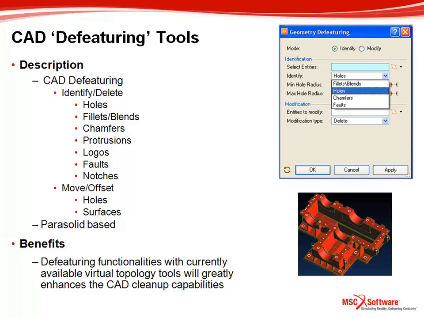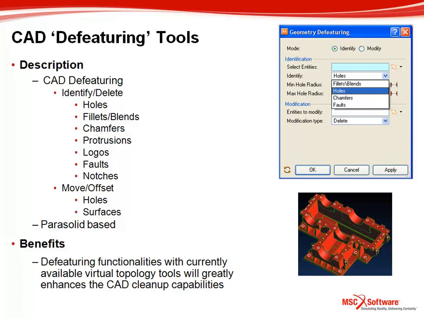So a lot has been talked about the CAD defeaturing tool, so let me explain what this is and how it benefits our users primarily in the CAD cleanup phase. So CAD defeaturing allows you to identify and delete some of the features that you may not require for your finite element analysis, such as deleting some of those holes, fillets, blends, chamfers, protrusions.